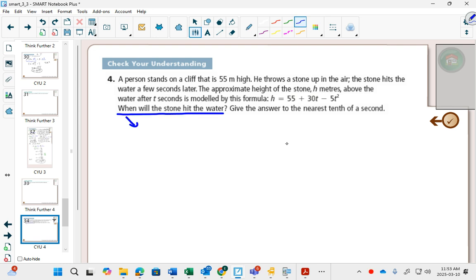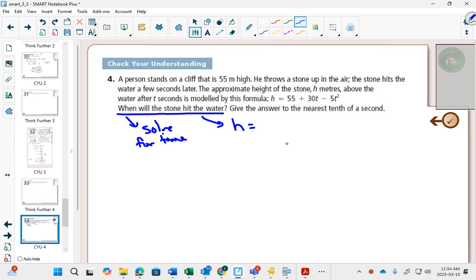So the when part, does that make sense that we're solving for time? The hit the water also tells us something important. What is the height of the stone when it hits the water?